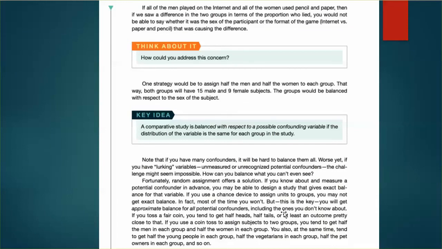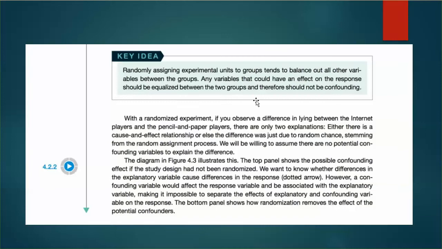So that's what this is talking about here. We want the comparative study to be balanced with respect to a possible confounding variable. That's the idea of the block design. All right. Randomly assigning experimental units to groups tends to balance out the other variables. So even if we just randomly assign, it would probably work out that we'd get a good number of men and women in both studies and it would be fine. But when you have something that you suspect could be a confounding variable, blocking can be good.